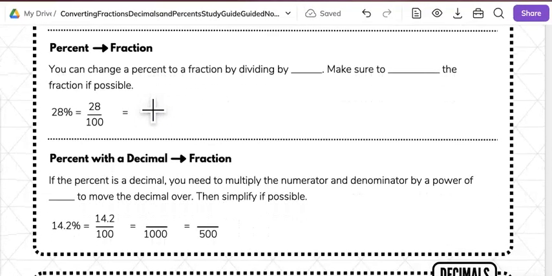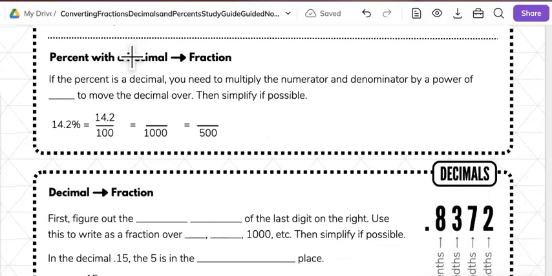You can change a percent to a fraction by dividing by 100. Make sure to simplify the fraction if possible. So if I have 28% and I have 28 over 100, if I divide this by 4 and divide this by 4, which you can do in your calculator, if you put 28 ABC 100 and it equals, it will simplify for you to 7/25. So remember, that's changing a percent to a fraction.